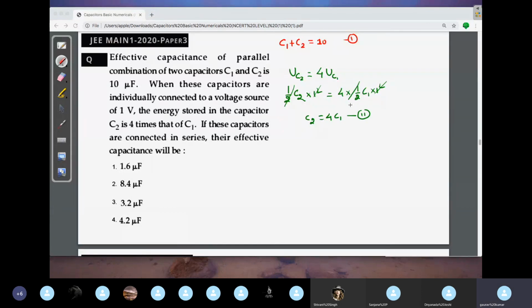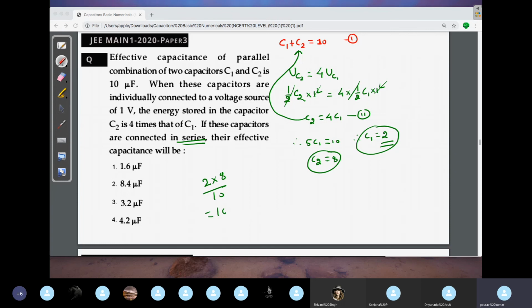So you got two very basic equations. Placing this here, I get 5C1 equals 10, so C1 is 2. If C1 is 2, C2 is 8. Now they're telling you that they're connected in series. It means 2 into 8 by 10, so you'll get 16 by 10. So 1.6 microfarad is the answer of the question.